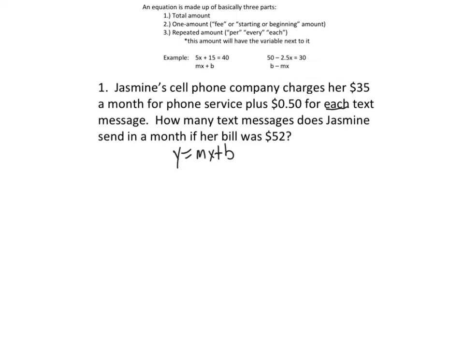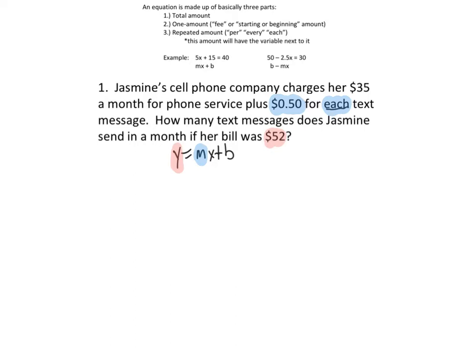So I'm going to highlight what the total is. Okay, so our y is the total, and that's going to be 52. The m, that stands for, in my opinion, multiple. Okay, the thing that happens more than once. So that would be how many text messages she does. So that would be the 50 cents. Let's use a different color. 50 cents for each. That's what tells us what m is.